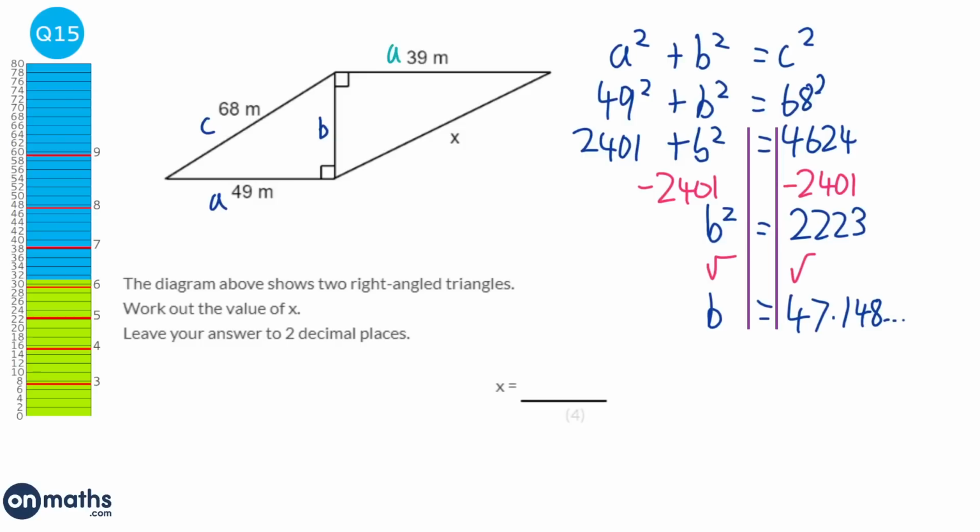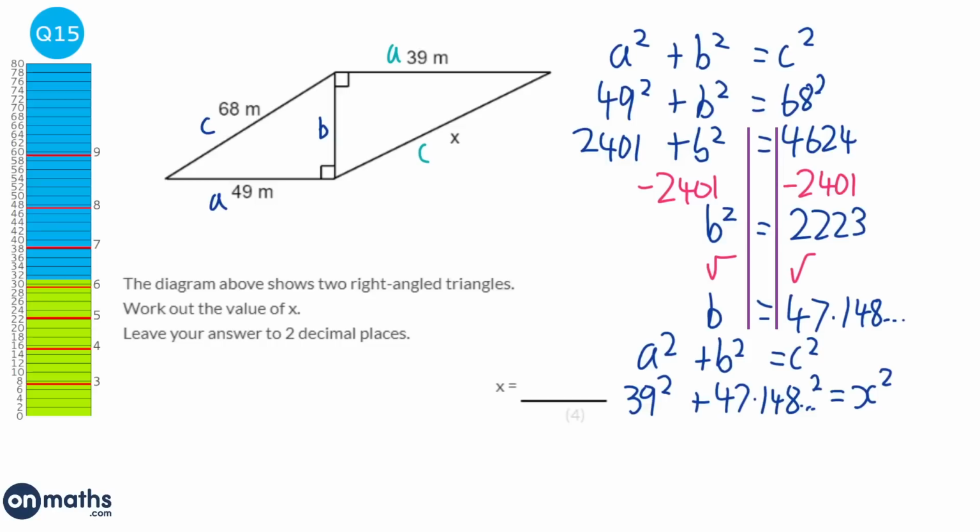Okay, we're now looking at the second diagram, and this time we're going to have a, we've got our b, and we're going to call x the c. So it would be a squared plus b squared equals c squared, but this time a is 39. B we are given as 47.148, we've just worked that out, and we're looking for c. In fact we can call it x now.